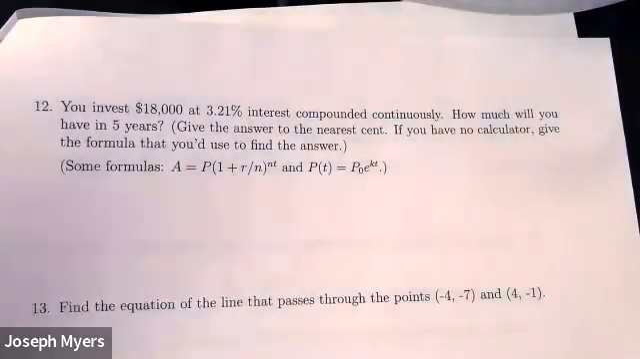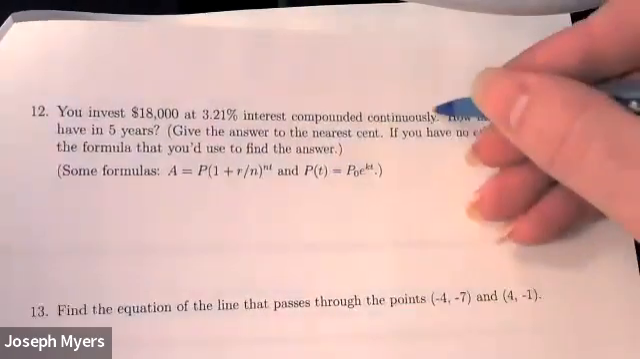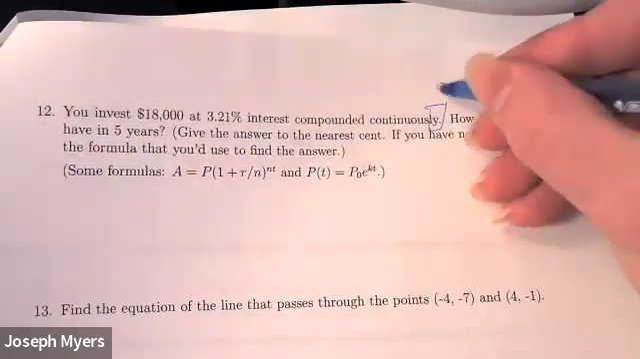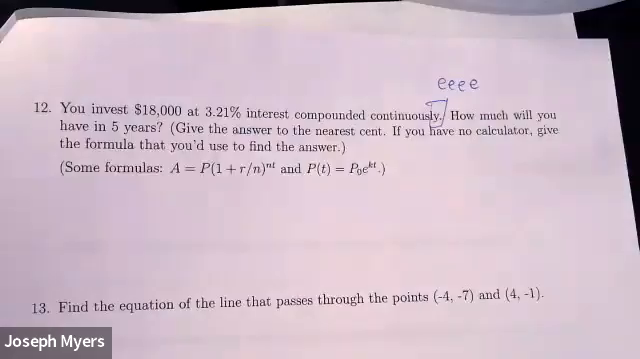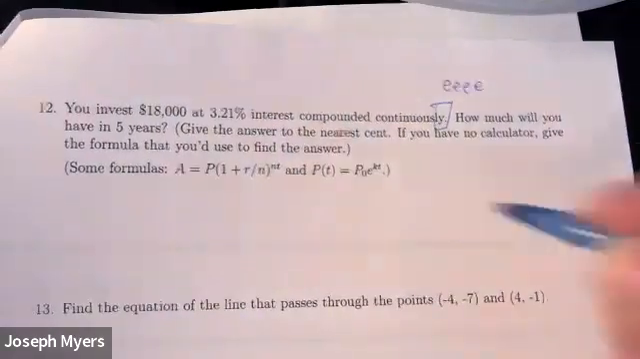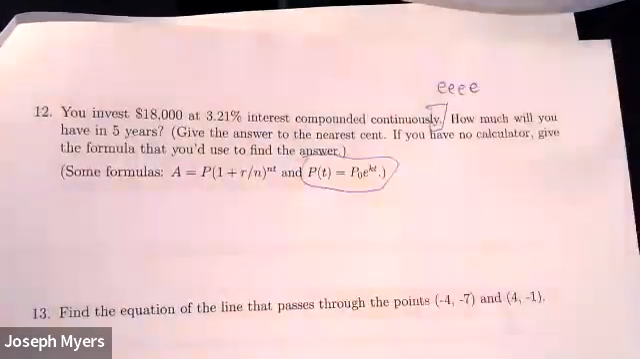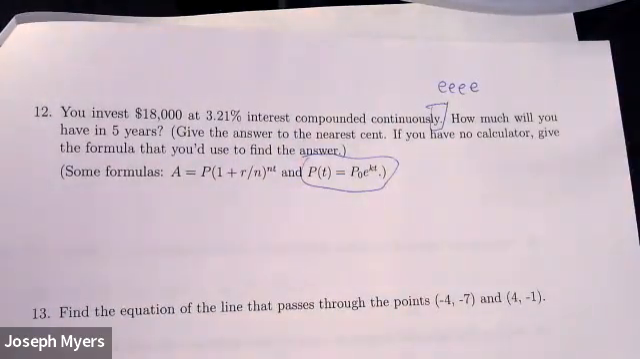Ready? You invest $18,000 at 3.21% interest compounded continuously. So remember that continuously ends with an E sound, right? So that means you should use the formula that has the E in it. If interest is not compounded continuously, then you'll use the first formula. But if it's compounded continuously, then you use the formula with an E, because E rhymes with E.